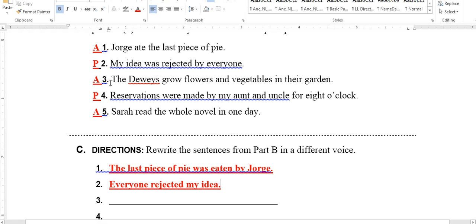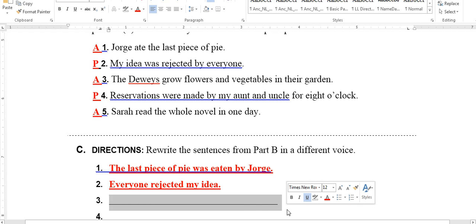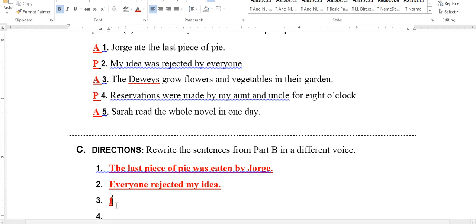Number 3 is an active sentence. The Deweys grow flowers and vegetables in their garden. Where is the recipient? Where is the object here, as long as it's active? The recipient is flowers and vegetables. So I will start with flowers and vegetables. What happened to them? What did the action grow?